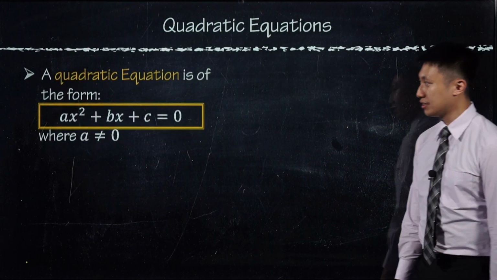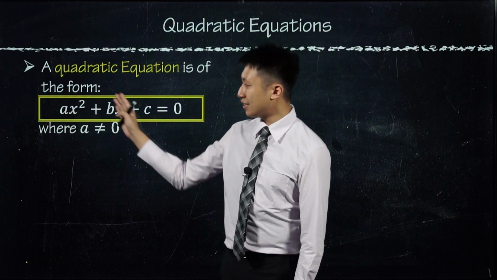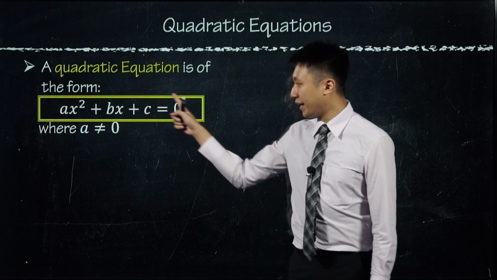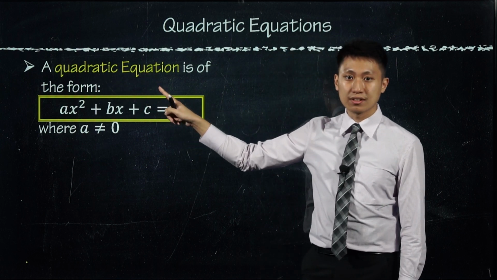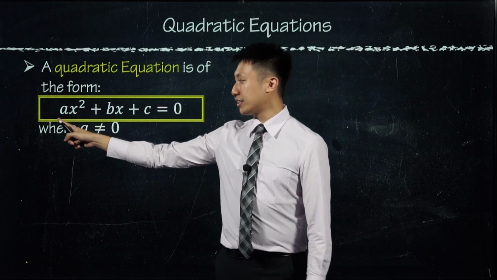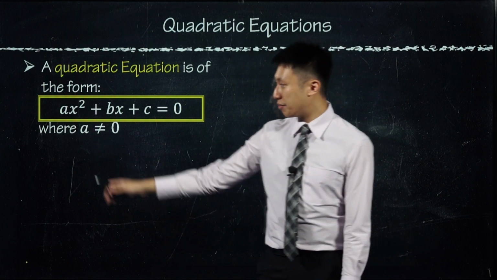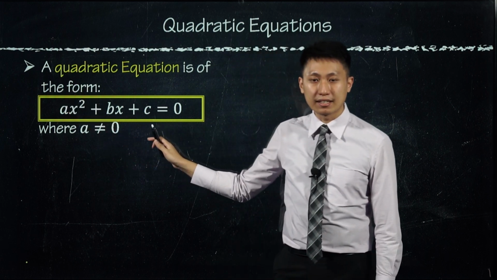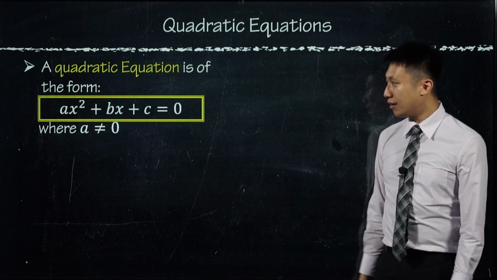What's a quadratic equation? Very simple. It's something that has x squared, something that has x, and something that has a constant, equal to 0. There's an equal sign because it's a quadratic equation. The restriction is that a cannot be 0, because if a is 0, this part is gone, so you only have bx plus c equal to 0. That's not quadratic anymore.